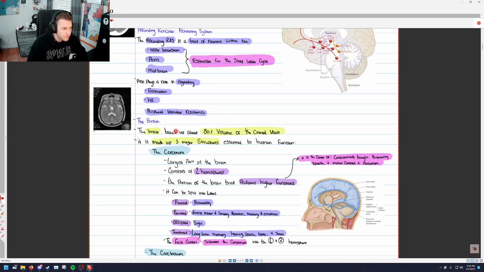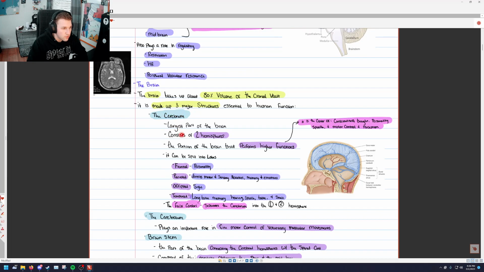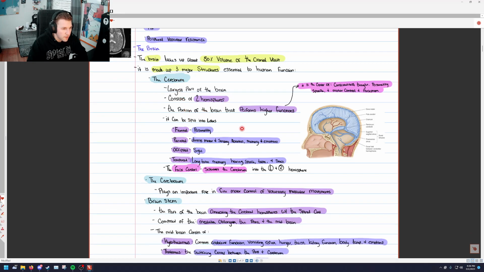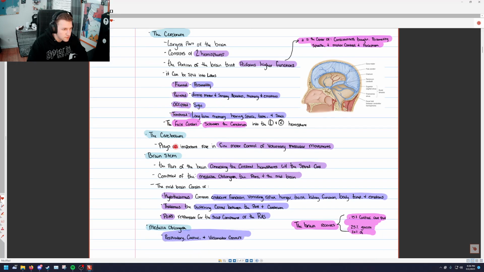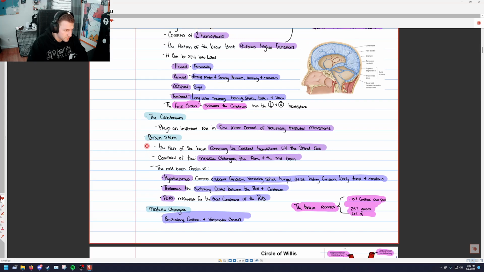So there you go. We have our cerebrum. It's going to be comprised of two hemispheres. It's going to be more important for our higher functions. So we have all this consciousness, thought, personality, speech, motor control. Now we have our frontal, parietal, occipital, and temporal. I'll go ahead and look over these. And we have our falx cerebri, which is going to be the division between the two hemispheres.